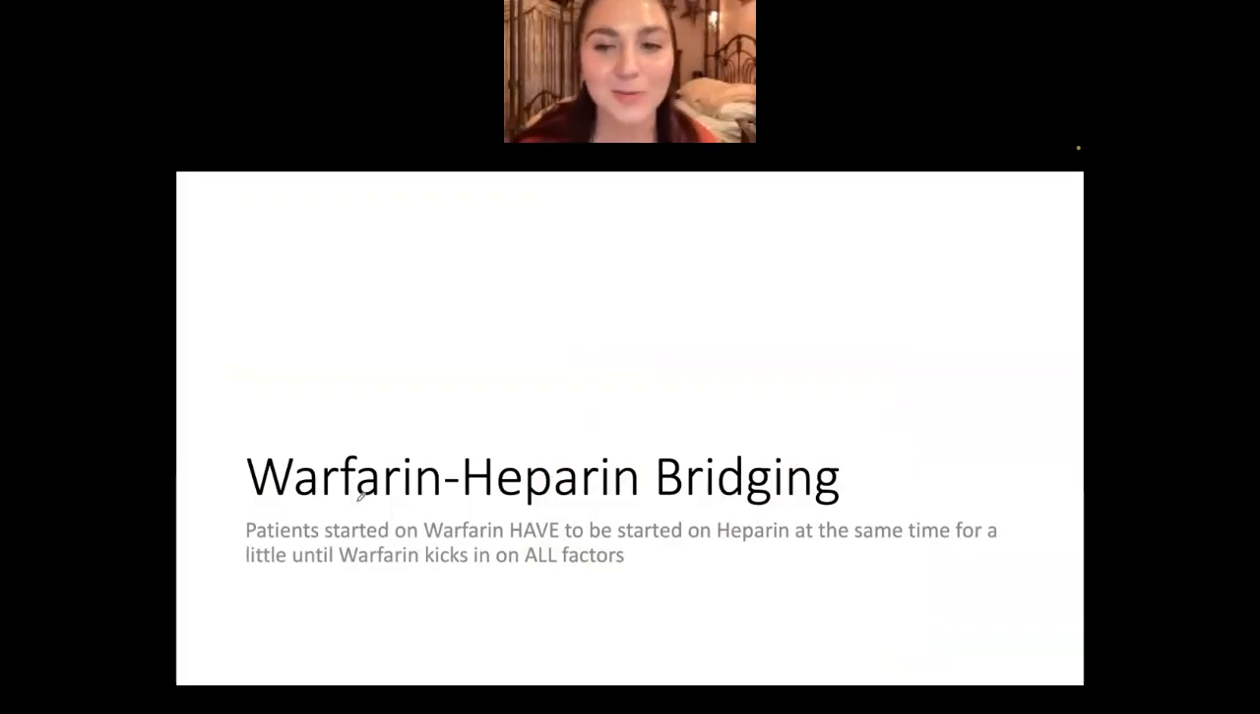So now the warfarin heparin bridging. Like I said, this just came up with my big sister last week in her residency. So again, this terminology, warfarin heparin bridging, means a patient started on warfarin has to also be started on heparin at the same time, just for a little bit until warfarin kicks in all the way. You make a bridge between warfarin and heparin until warfarin can really start working, and then you can take the patient off heparin and allow them to stay on their warfarin.